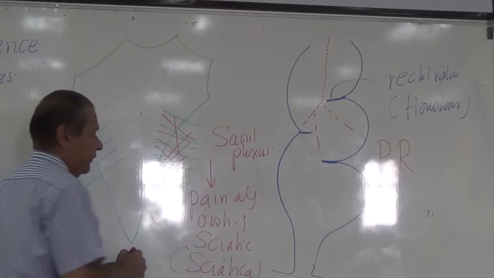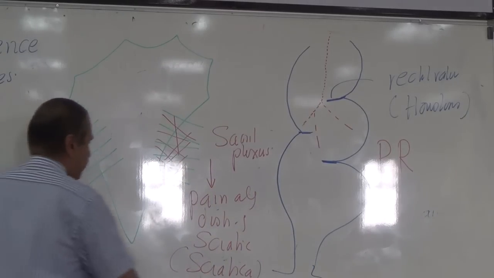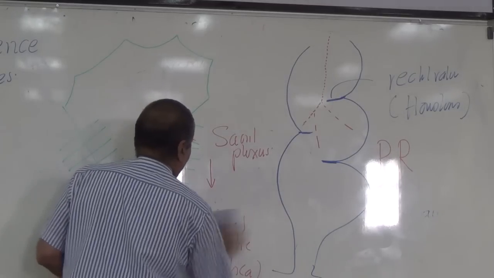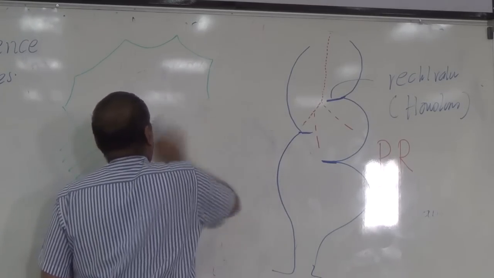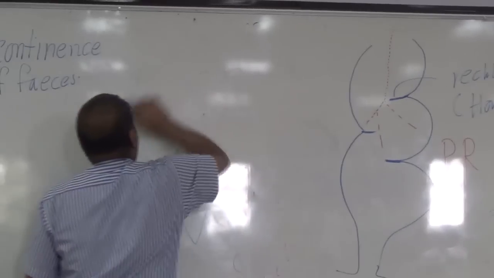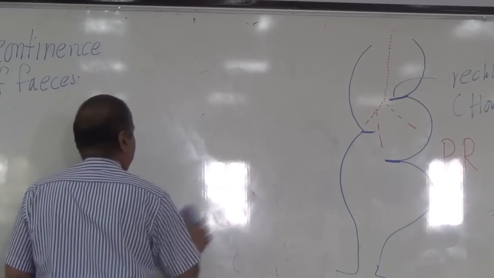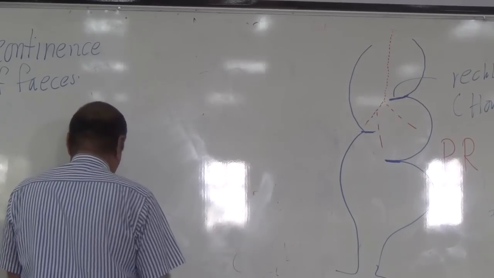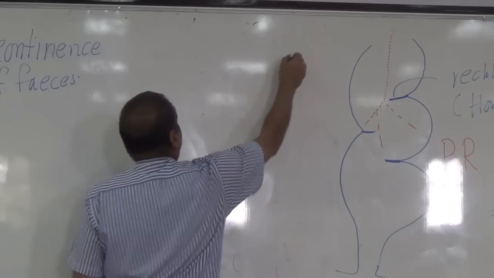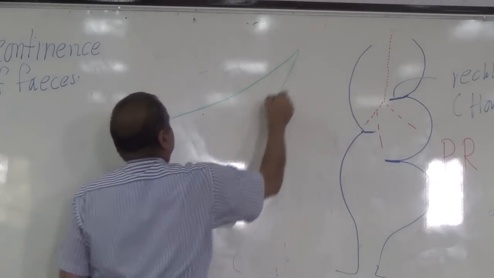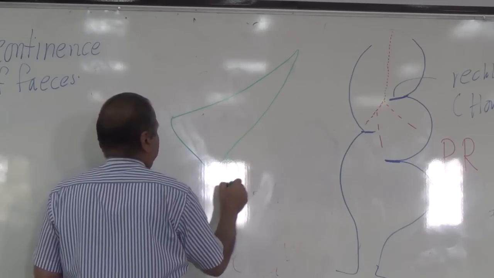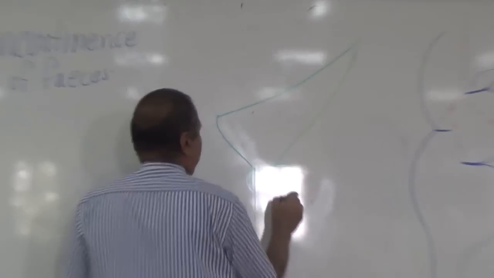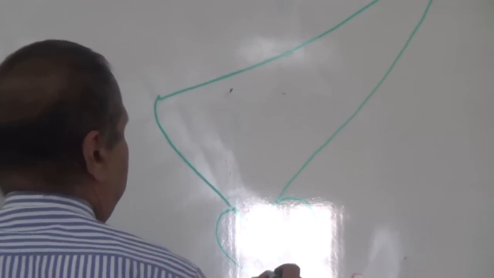Anterior relation of the rectum. The anterior relation differs if it is a male or a female. In case of males, I'll find the urinary bladder. This is the urinary bladder, and its apex lies on the prostate. And this is the prostatic urethra.